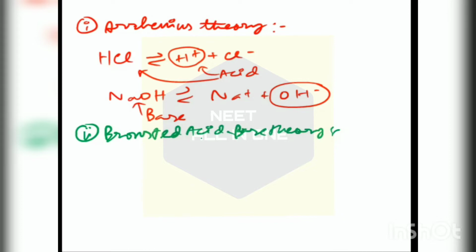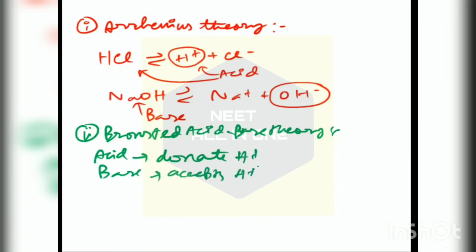We're going to see what kind of questions. Let's first see what this theory says: acids are the substances which donate H plus, and bases are the substances which accept H plus. Okay, now you can see that this theory is based on H plus. Nowhere is OH minus seen. So this is the primary difference between the Arrhenius theory and the Bronsted acid base theory.